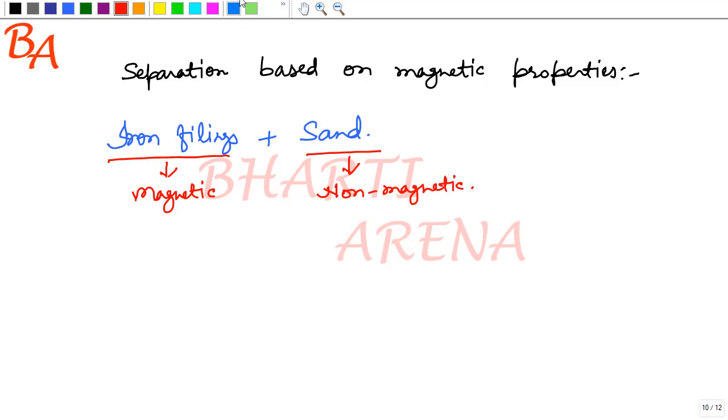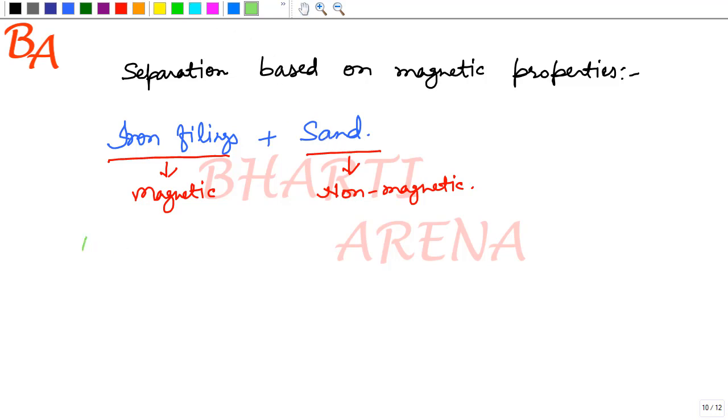As we know, magnetic substances can be attracted by a magnet and non-magnetic substances cannot be attracted by a magnet. So if we use a magnet in this mixture, then the iron filings will be attracted by the magnet and the sand will not. The iron filings will stick to the magnet and the sand will remain in the dish. So by this method we can separate iron filings from sand.